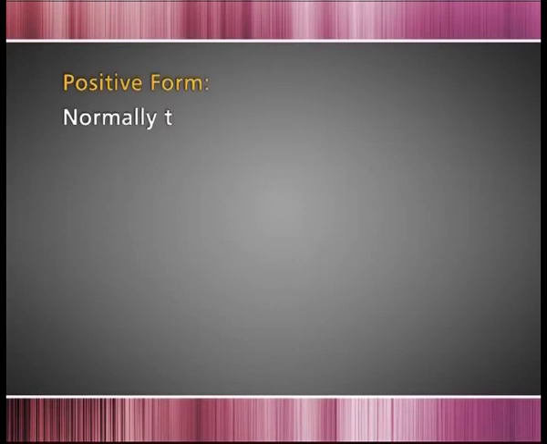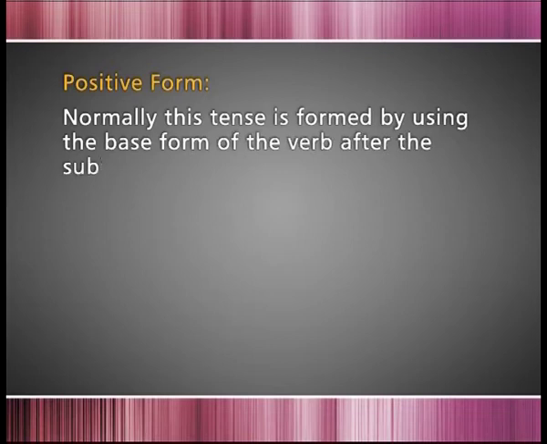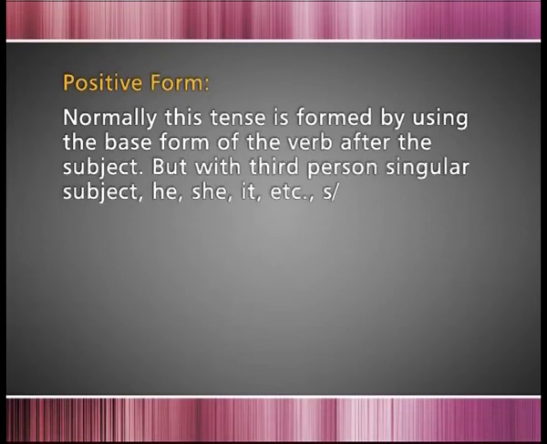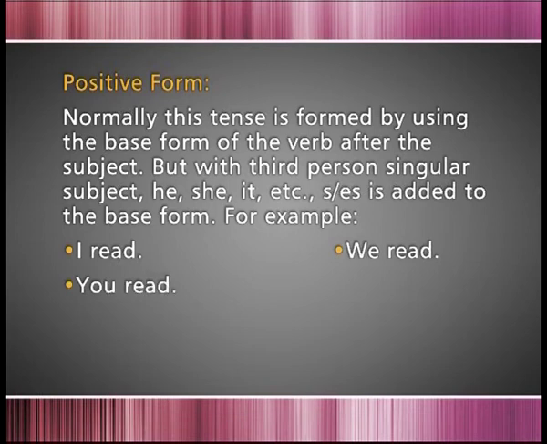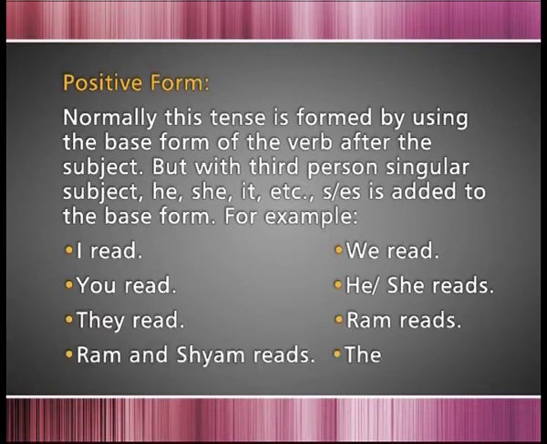Formation of the simple present. Positive form. Normally, this tense is formed by using the base form of the verb after the subject. But with third person singular subject, he, she, it, etc., s or es is added to the base form. For example, I read, we read, you read, he or she reads, they read, Ram reads, Ram and Shyam read, the lion roars.